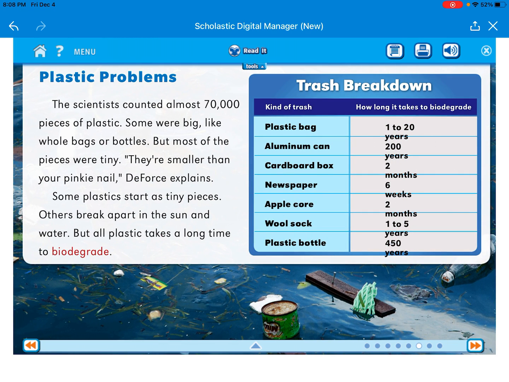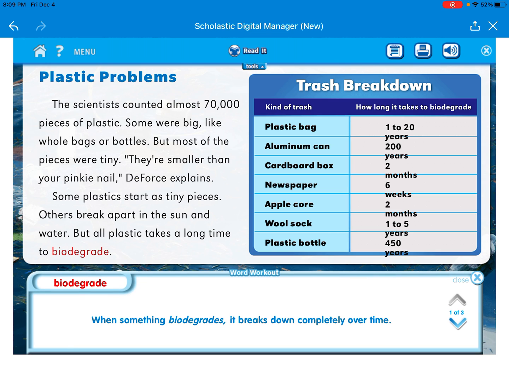Okay, this next page has some text features again. What's a text feature that you see? You might have seen the heading up at the top. The heading says plastic problems. So this text should be about the problems with plastic. You might have also seen a bold word. That's a pretty big, important word. Biodegrade. Let's see what it means. When something biodegrades, it breaks down completely over time. Now, if I didn't have the option of clicking to see what the word means, where would I look to know what an unknown word means?